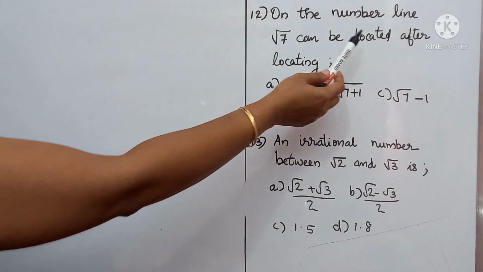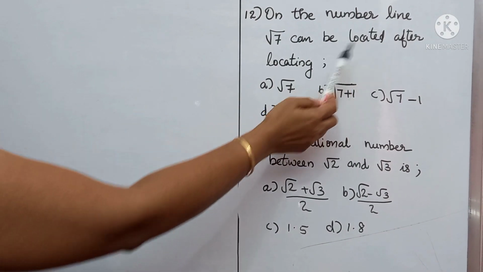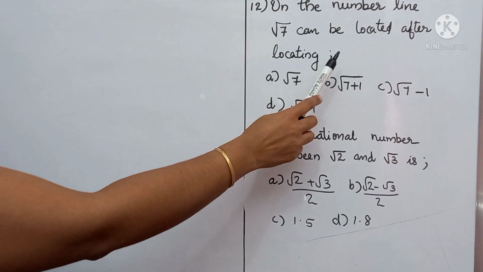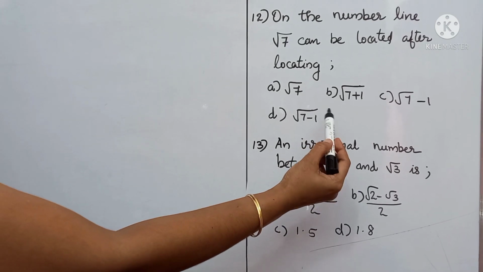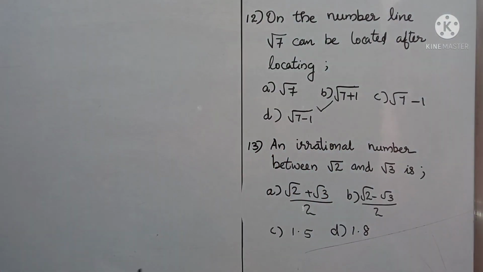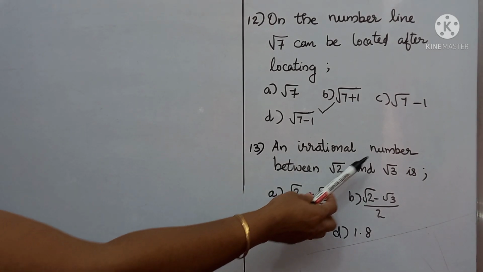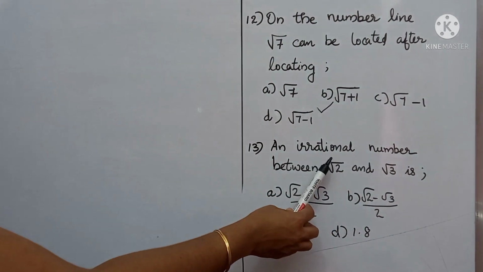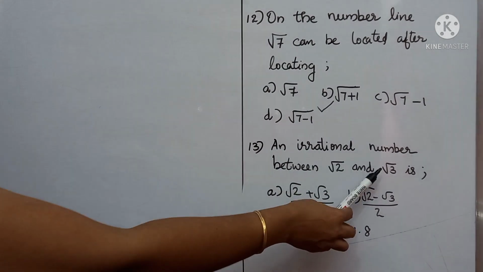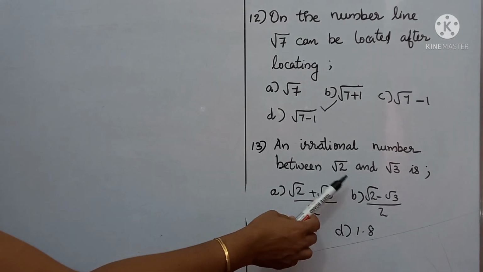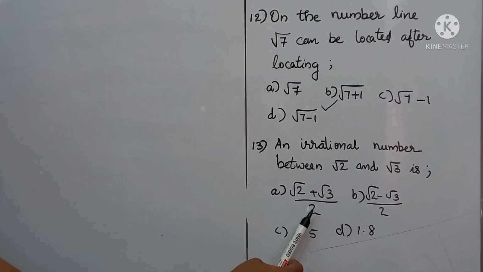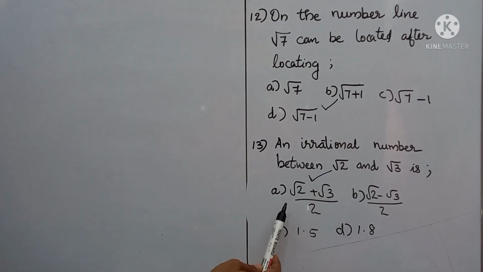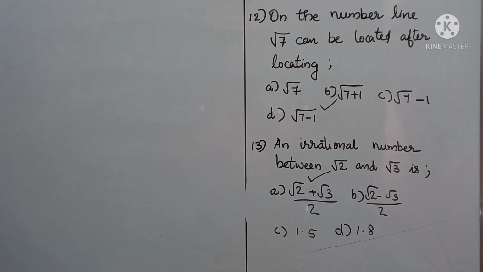Question number 12. On the number line, root 7 can be located after locating. This is a knowledge level question. We know root 7 can be located after locating root 7 minus 1, that is root 6. This is the answer. And question number 13. An irrational number between root 2 and root 3 is. We know if we want to find an irrational number between root 2 and root 3, or any two numbers, we have to find the mean of those. Root 2 plus root 3 by 2. This is also a knowledge level question. Answer is A, root 2 plus root 3 by 2.